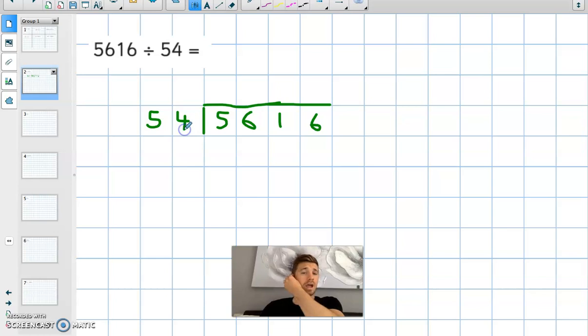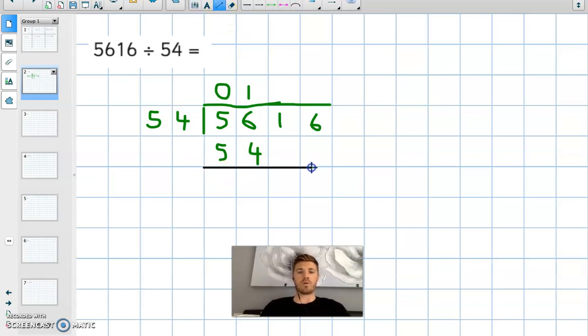So we're looking at how many 54s are in 5. Well, we know there are 0. How many 54s are in 56? We know there's 1. So we put that 54 below, because 1 times 54 is obviously 54. And then you need to take that number away from 56. So 6 take away 4 is 2, and then 5 take away 5 is nothing. So I'm going to leave my 2 there.